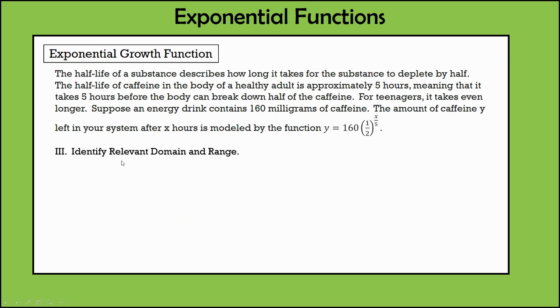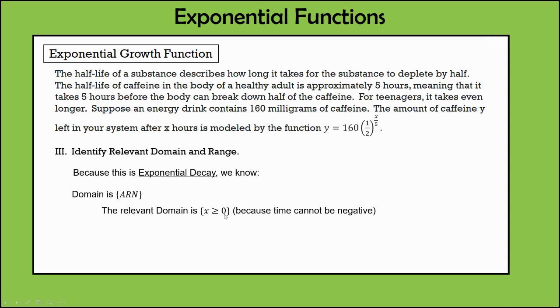Last thing, let's talk about relevant domain and range. This is the same question. So again, we know this is exponential decay. We knew that because the base is a number between 0 and 1. The beginning domain is all real numbers, but in our case, it doesn't make any sense to let time be negative. So we're going to let our domain be x values greater than or equal to 0. 0 is our beginning amount of caffeine, so we can use equal to here.